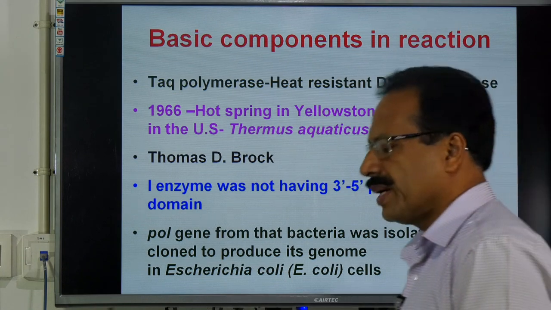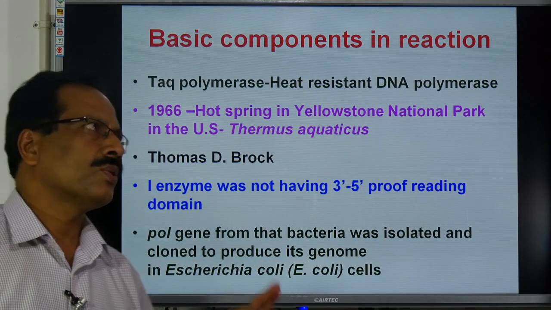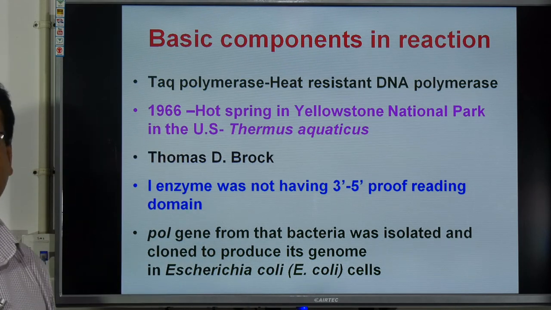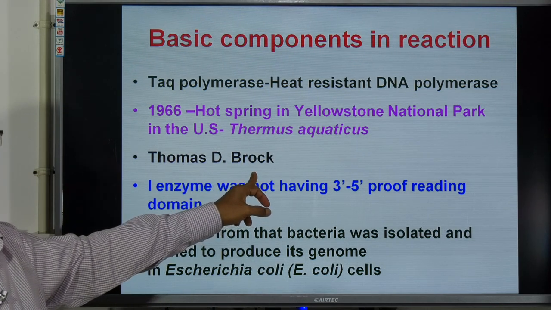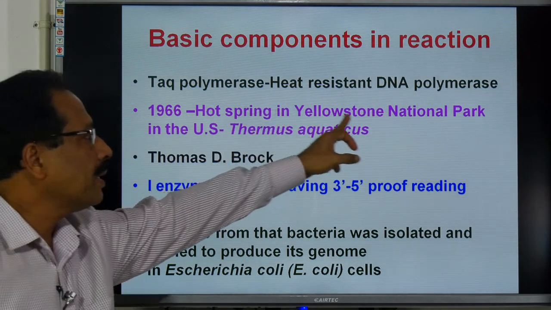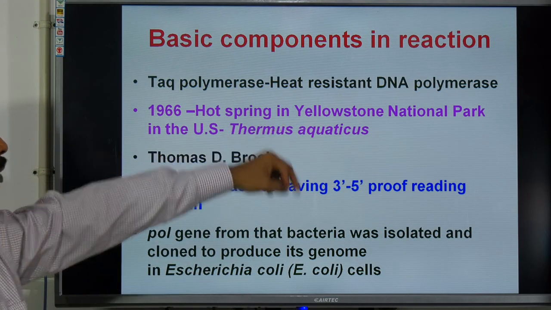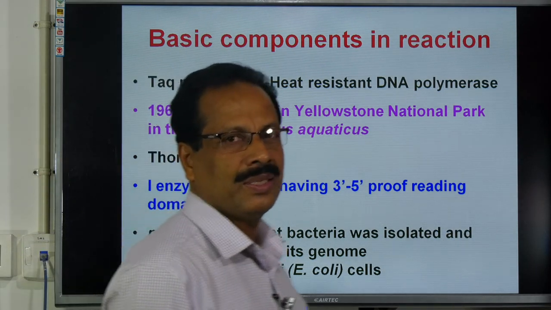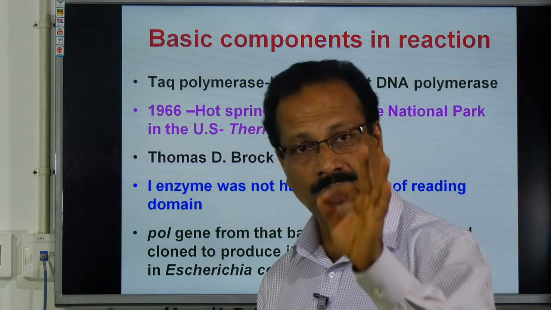And Taq polymerase. I think initial Taq polymerase was used in 1966. Yes, 1966. And it was done by Thomas D. Brock. He obtained this from a bacteria called Thermus aquaticus, from a hot spring at the Yellowstone National Park in the USA. So these bacteria are growing in the hot spring. The temperature is above 75 degrees Celsius. They can grow in that atmosphere.